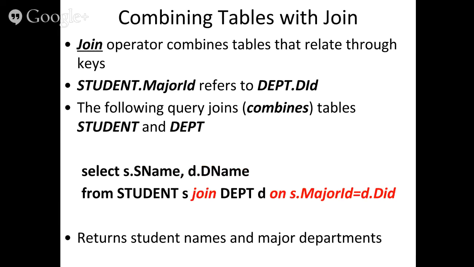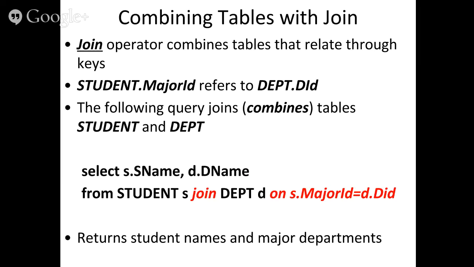Here we are joining. We're saying, I don't want all the combinations, I only want the combinations that make sense. If I have 9 students and I have 3 departments, then there would be 27 possible combinations. But only a subset of those combinations make sense.